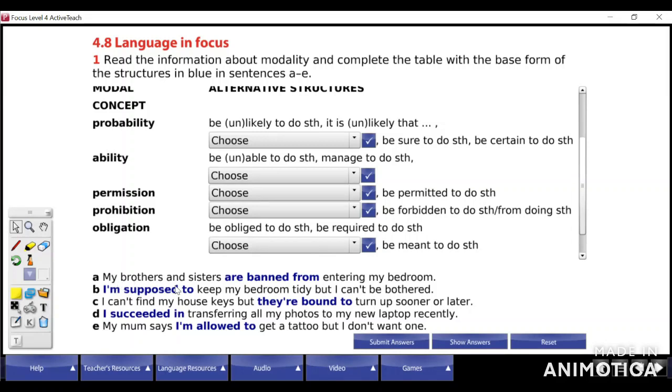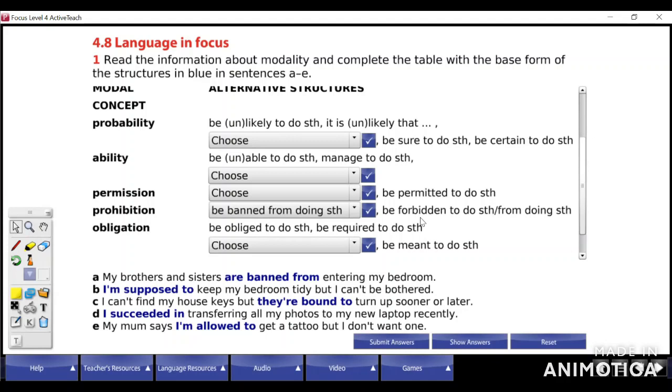We have my brothers and sisters are banned from entering. Now, a couple of things are needed here. You need to know what banned means. So that is a word saying that people are not allowed in your bedroom. So in a way, that is prohibition, right? So that's forbidding people to do. So we're going to put it here where it's correct. And you can also see that be forbidden is another of these alternative structures.